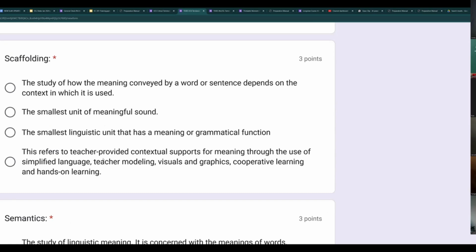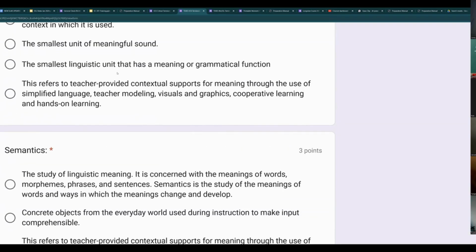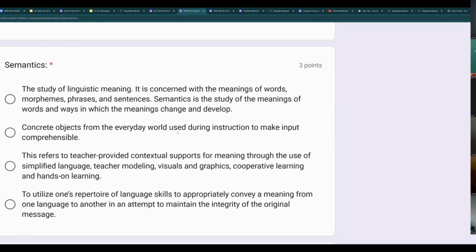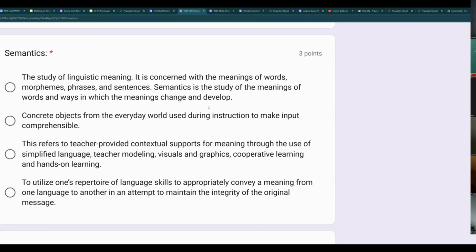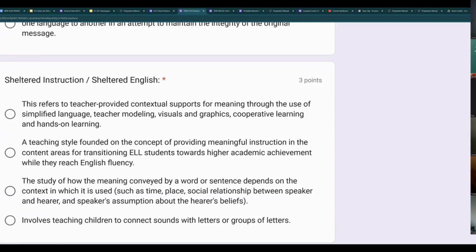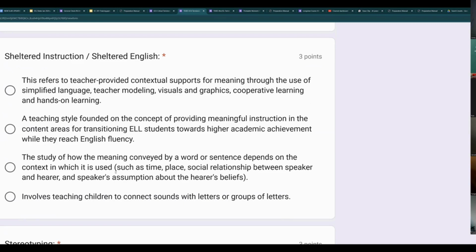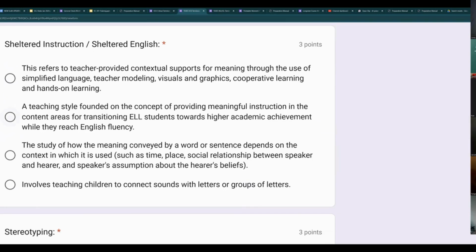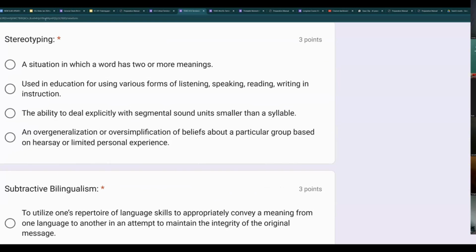Last one. Scaffolding is going to be that chunking it. One. Teacher provided supports. Yeah, semantics is the study of linguistic meaning. That's the first one. Sheltered instruction is basically ESL strategies. The second one. A teaching style founded on the concept of providing meaningful instruction in the content area for transitioning towards higher academic language. Teacher provided instruction for many users. Oh man, that's hard. They say the same thing, but I'm still sticking with B anyway. A and B say the same thing pretty much. Stereotyping is overgeneralizing about a certain group of people. That's the last one.